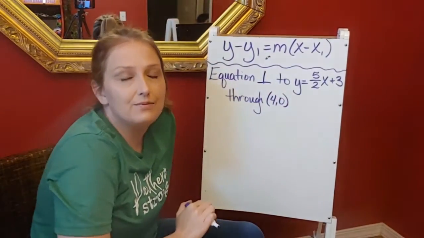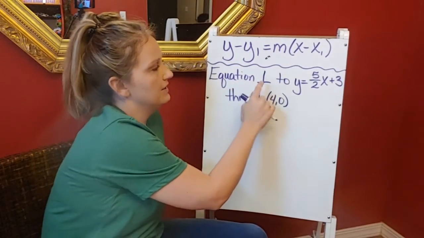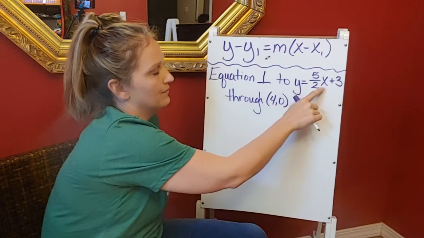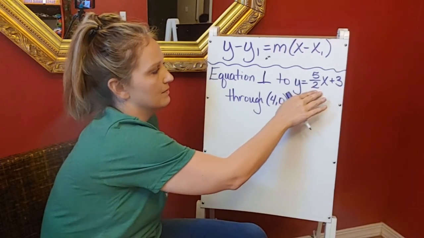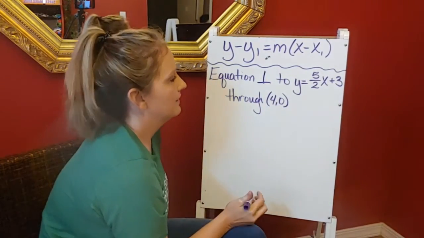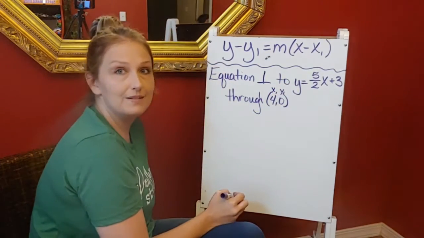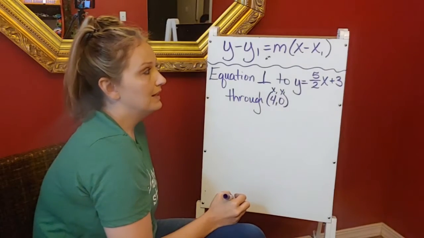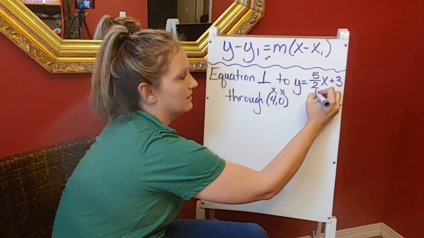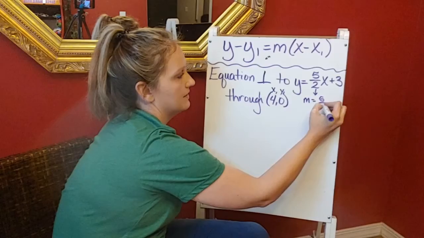All right, and lastly, we're going to do an equation that is perpendicular to another. So I need to write an equation that is perpendicular, it's a symbol for perpendicular, to y equals 5/2 x plus 3. So this is my original equation, and I want it to go through the point 4, 0. Okay, this is still my x1, y1, 4, 0 is still x1, y1. But I need to look at my slope. I need to figure out what slope I'm using. Well, right here is my slope, okay? So my m is 5/2.